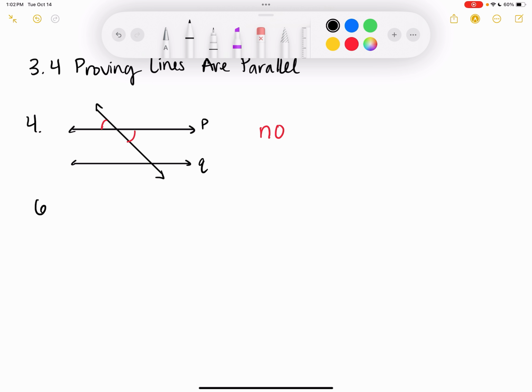Number 6. All right, so we have these two things given. They're not showing us, with the little circle marks, that these are congruent, but we know that obviously 62 is equal to 62. So what are these, and can we prove that these are parallel lines?